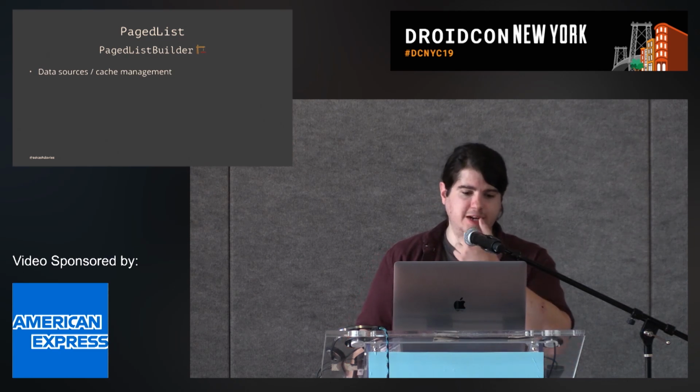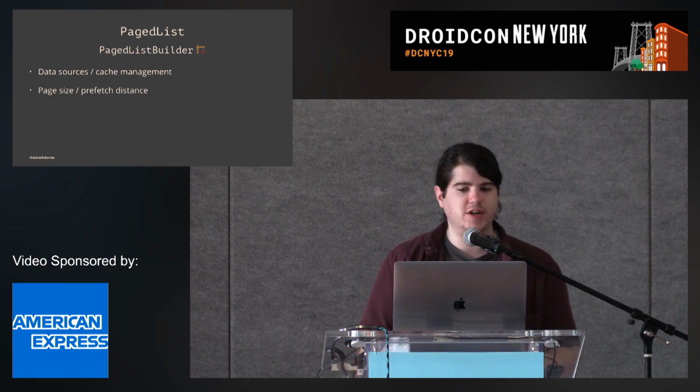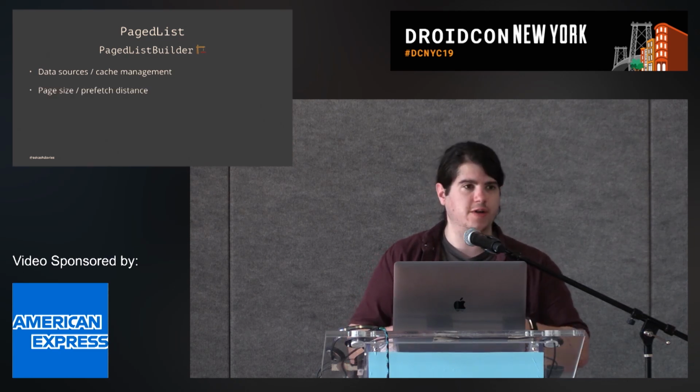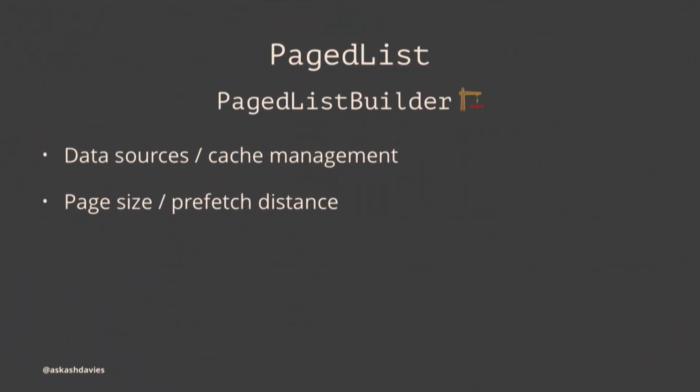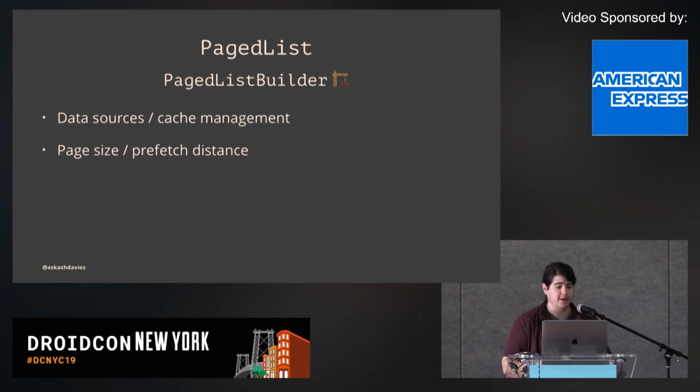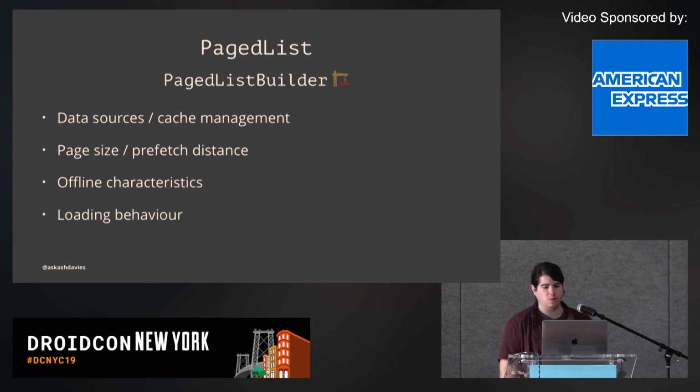With data sources and cache management, you have a page size and prefetch distance to make sure you can load as much data as you need in one chunk. Maybe you might need to do some prefetching before if you've got poor network conditions or a poorly designed API. How to handle offline behavior, cache invalidation, and managing this behavior to actually display properly to the user, and what UX behavior to display whilst loading.